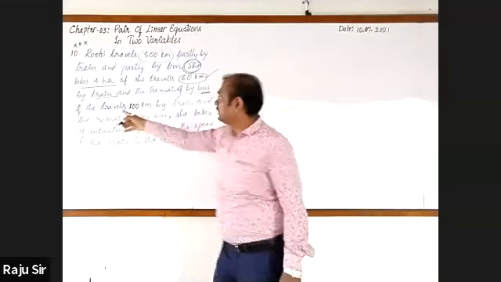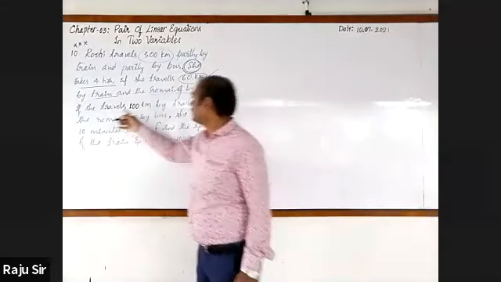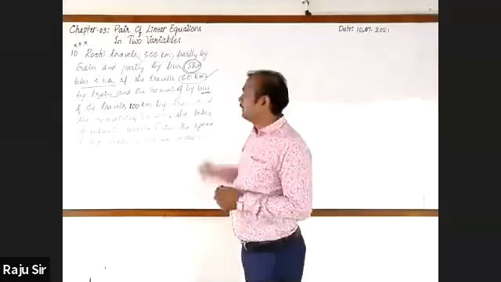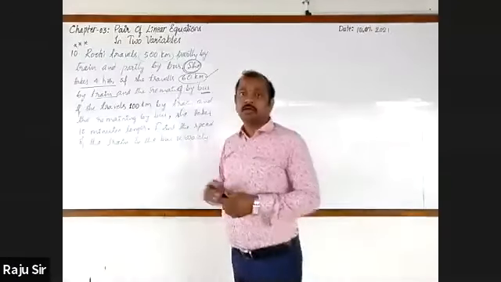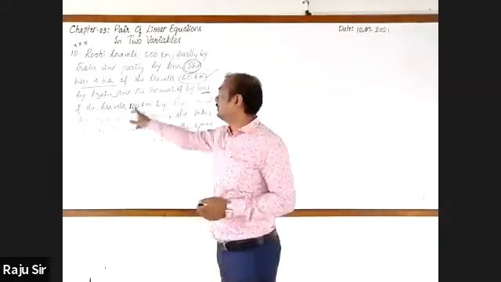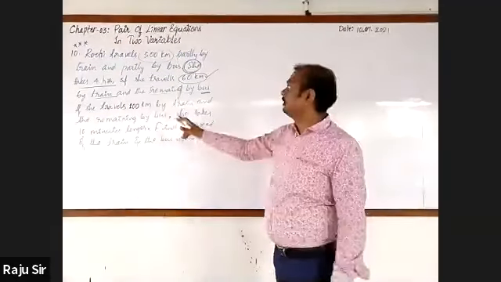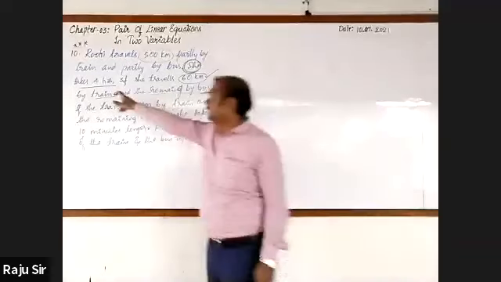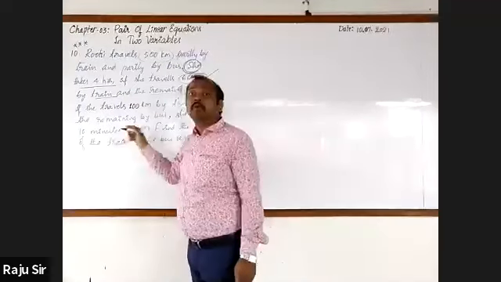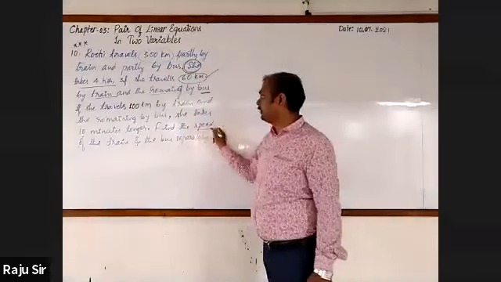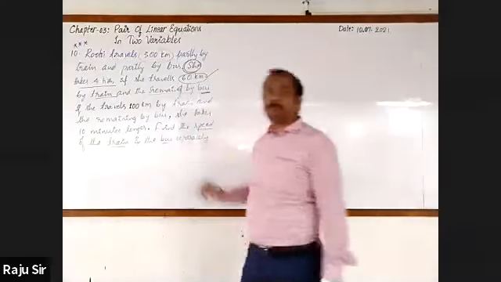Then similarly, in the second situation, if she travels 100 kilometers by train and the remaining by bus, what is the distance traveled by bus? 200. Correct, 300 minus 100 is 200. Then she takes 10 minutes longer, which means that earlier she had taken 4 hours, and now she will take 4 hours plus 10 minutes. So with this information, we have to find the speed of the train and bus.